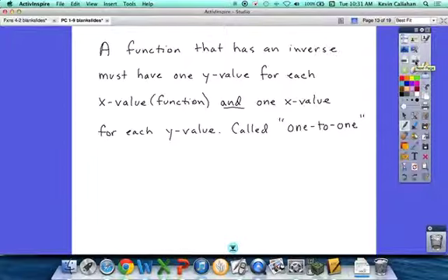So a function that has an inverse must have one y value for each x value, meaning it's a function, right? That's our definition of a function. But it also has to have just one x value for each y value. That's where the x squared fell down. When it has both of those, one y value for each x value, one x value for each y value, that's called 1-to-1. And when it has that property of being 1-to-1, then it has an inverse.